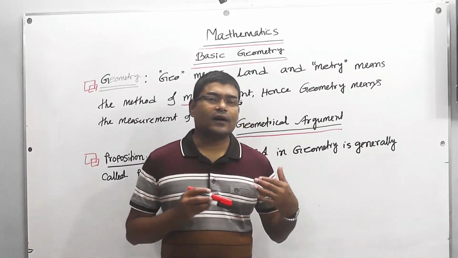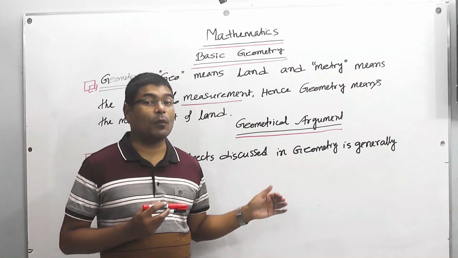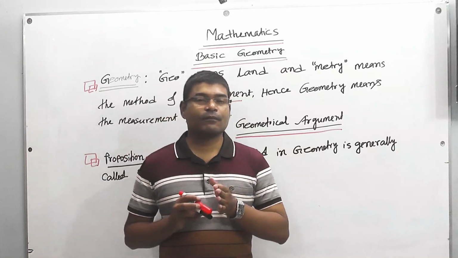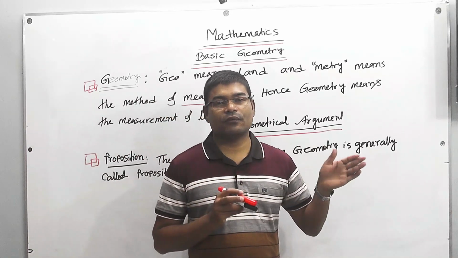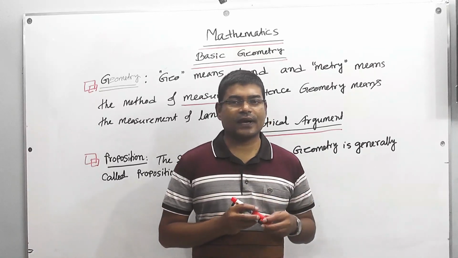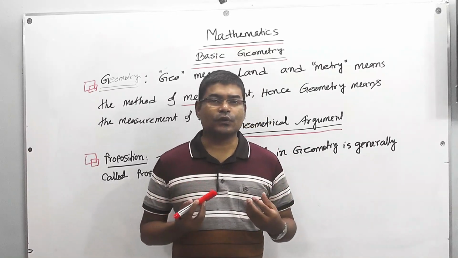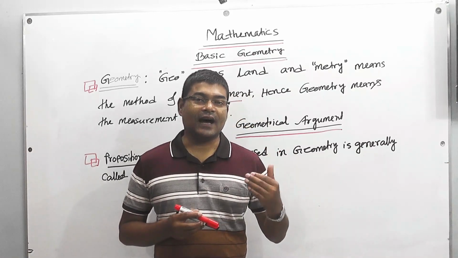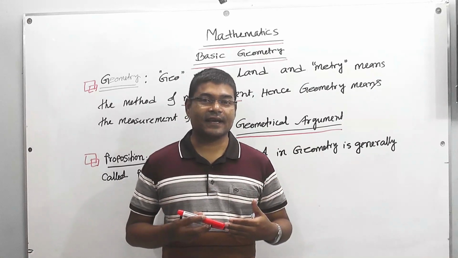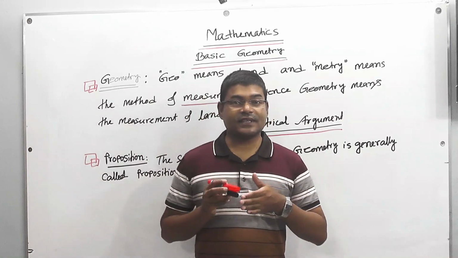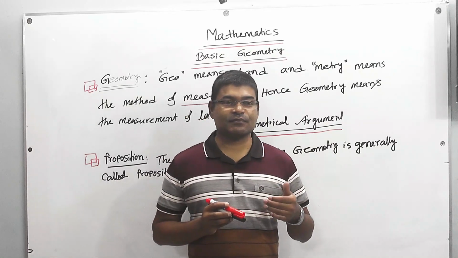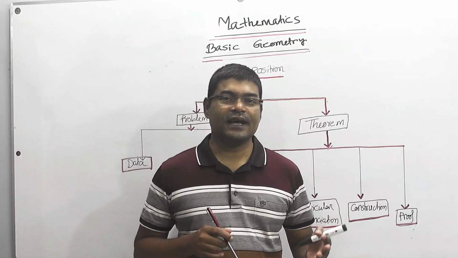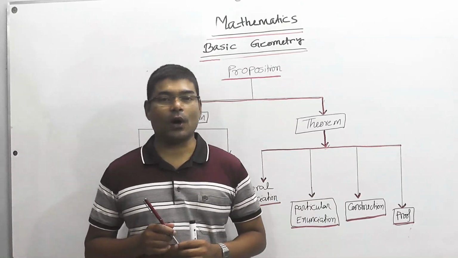Now we have to know how many parts of proposition there are. In proposition there are two parts. One is theorem, another is problem, that means construction. Okay, so let's come back. Then we will discuss line, line segment and ray, and we will learn the difference between line, line segment and ray.